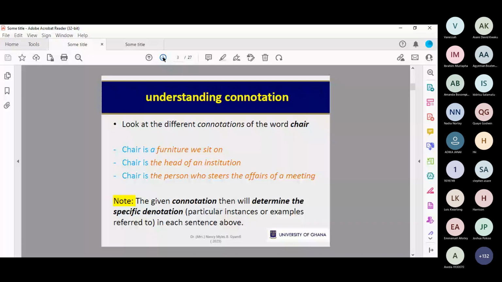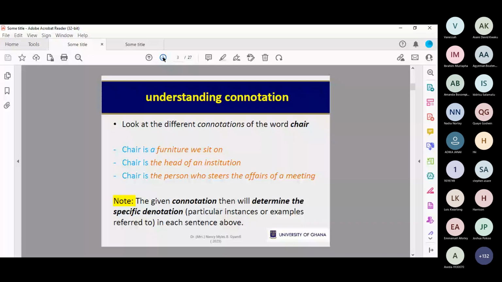When I say look on the screen, dear friends, look on your screen now, down there. When I tell you to note, that note is there for you to read. If you don't read it, it can't be the lecturer's issue. I want you to understand. It will help you. You have to do well. Okay, the given connotation then will determine the specific denotation. What is that? Look into the bracket there. Particular instances or examples referred to in each sentence above. That's denotation. The particular examples, the particular instances.